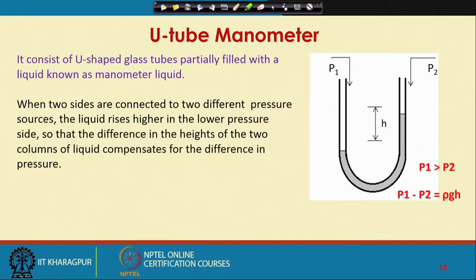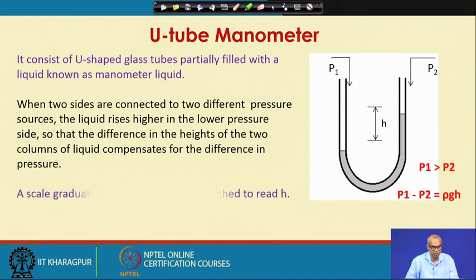So, when two sides are connected to two different pressure sources, the liquid rises higher in the lower pressure side, so that the difference in the heights of the two columns of liquid compensates for the difference in pressure. A scale graduated in pressure units is attached to read H.